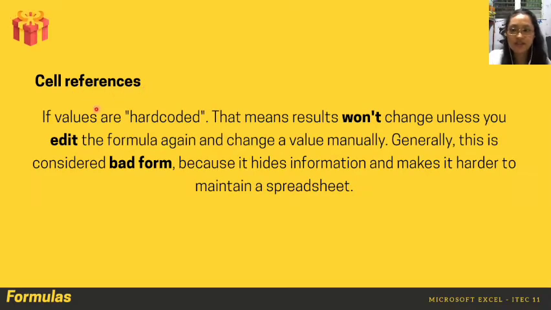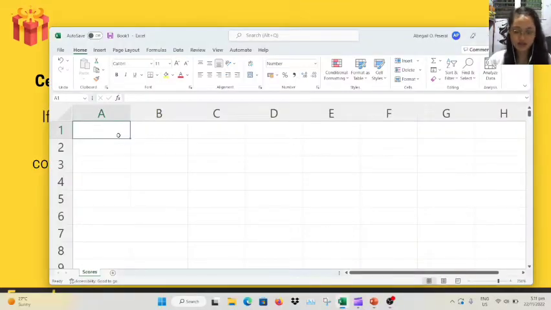So, cell references. If values are hard-coded, that means the result won't change unless you edit the formula again and change a value manually. So generally, this is considered bad form because it hides information and makes it harder to maintain a spreadsheet. So let's say, for example, I have data here, 2 and 3. Then I'm going to add this one. So I'm entering the answer manually, or hard-coded. So 2 plus 3 is, let's say, for example, 5.